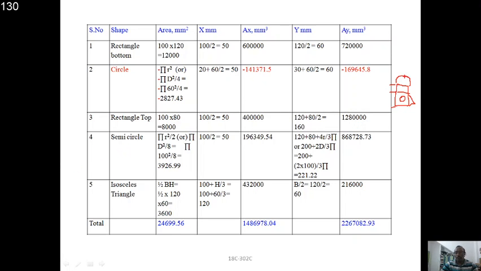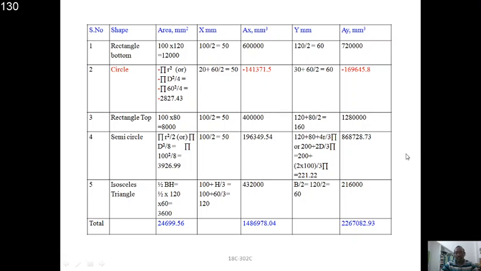And for the semicircular portion, which is this one, the area is pi r square by 2 or pi d square by 8. Calculate your area because it is half of the regular circular area. Its x value is 100 by 2, because the diameter of the semicircle is also 100. Then ax is calculated. Similarly for y, you require to calculate from this point. Up to this point it is 120 and 80. Therefore 120 plus 80, plus, for this particular semicircular area, y bar is 4r by 3 pi. So we require to add those things: 120 plus 80 plus 4r by 3 pi. Then calculate that, you will get it.